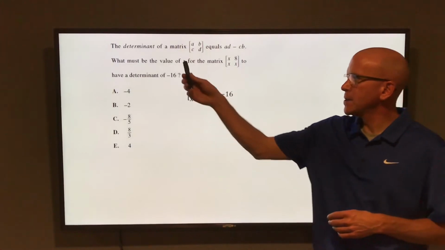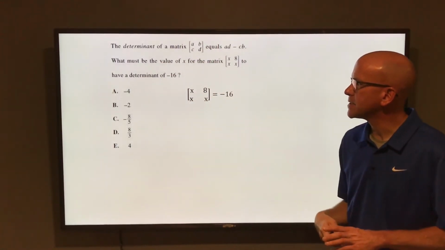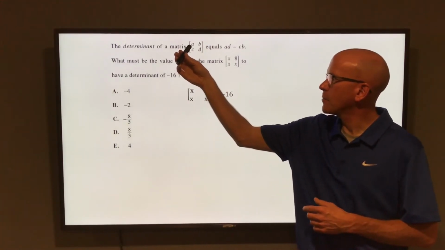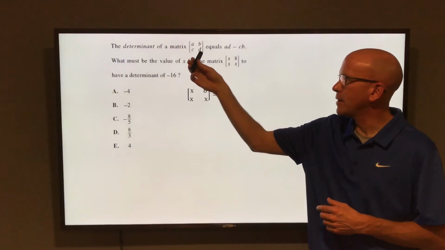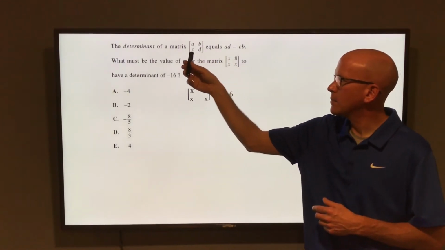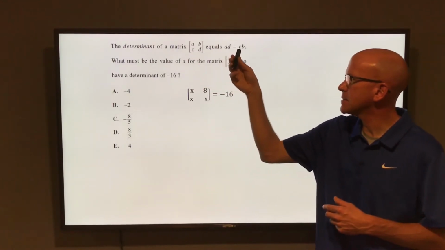The determinant of a matrix with columns of AC and BD equals AD minus CB. So what's going on there is you're multiplying down diagonally. Start in the top left corner with the A and multiply down diagonally, that's AD, and then subtract the up diagonal. Start in the bottom left corner, multiply up diagonally, C times B, that is this CB.